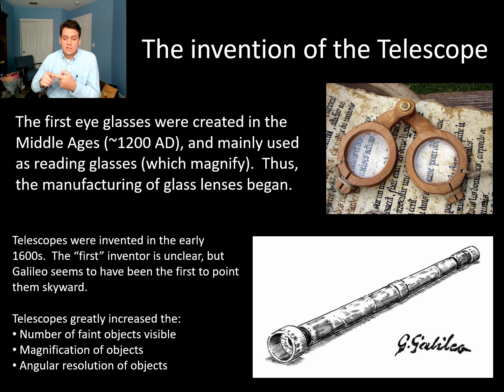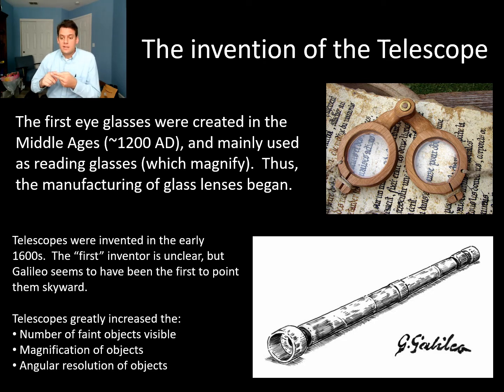The first is that the number of faint objects that were visible just exploded. If you go outside on a dark night and look up, you see a lot of stars, but there's a lot of empty space too. A lot of just blackness in the night sky. When you look through a telescope, Galileo immediately discovered that there were a whole heck of a lot of other things that were just too faint for him to see with the naked eye. But with the magnification provided by the telescope, he was able to see a lot more. So that's the first thing.